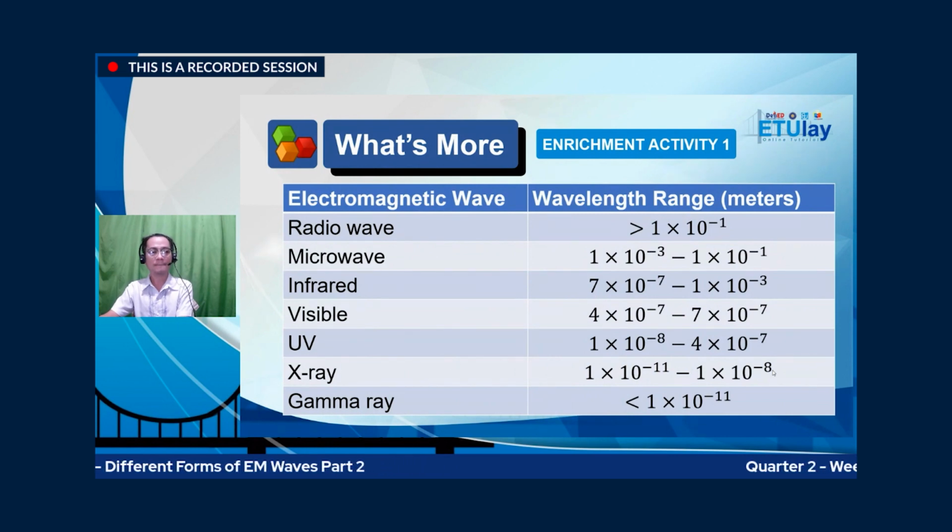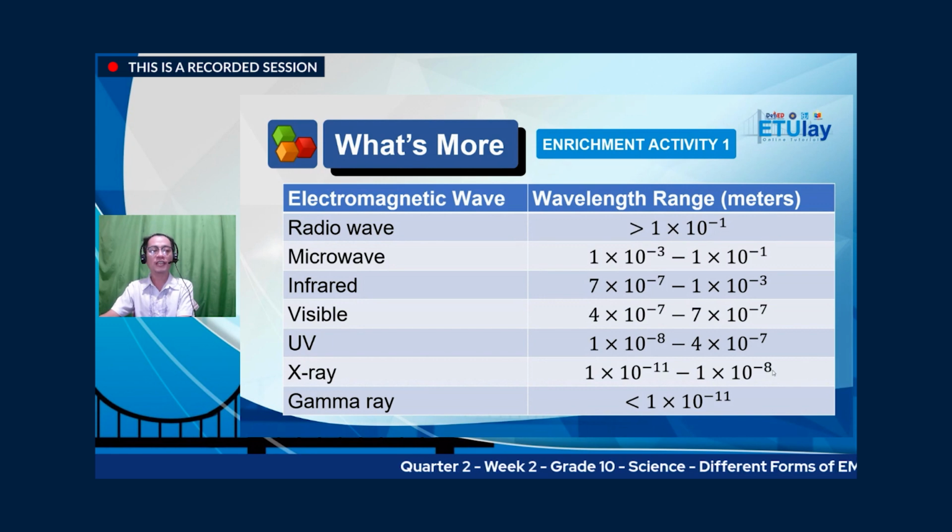Let me read. Electromagnetic wave and wavelength ranges in meters. Radio wave, greater than 1 times 10 to the negative 1. Microwave, 1 times 10 to the negative 3 to 1 times 10 to the negative 1. Infrared, 7 times 10 to the negative 7 to 1 times 10 to the negative 3.